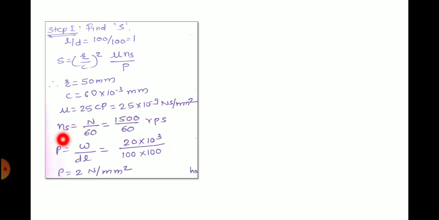Ns, that is speed of shaft in revolution per second, is equal to N by 60, which is equal to 1500 by 60 in rps, revolution per second. P is equal to W upon dl. So P is called as what?